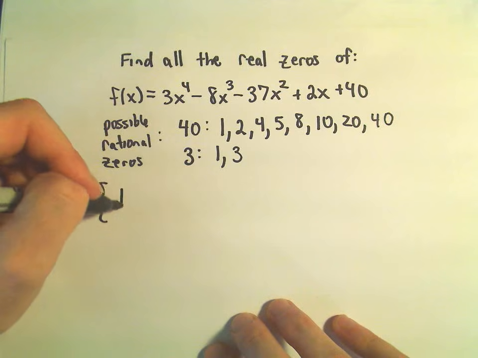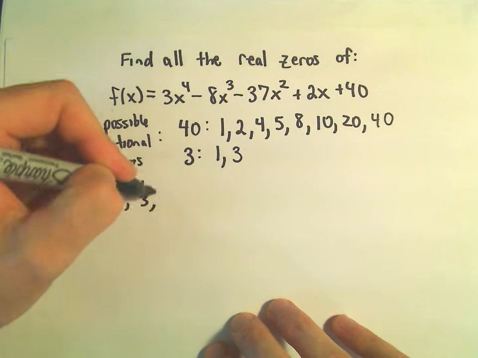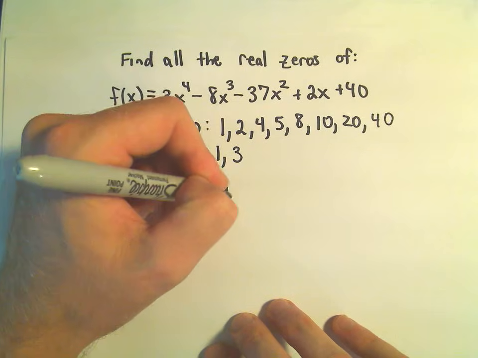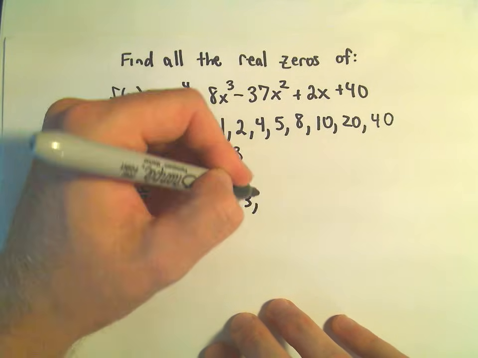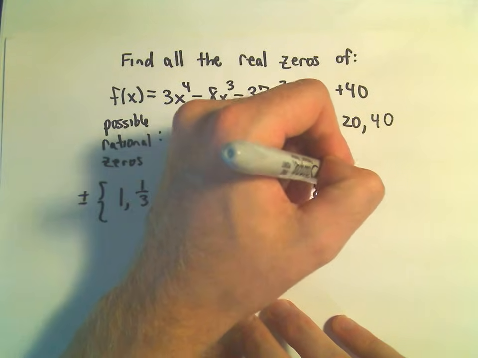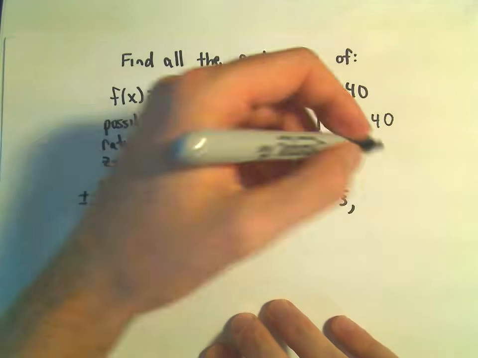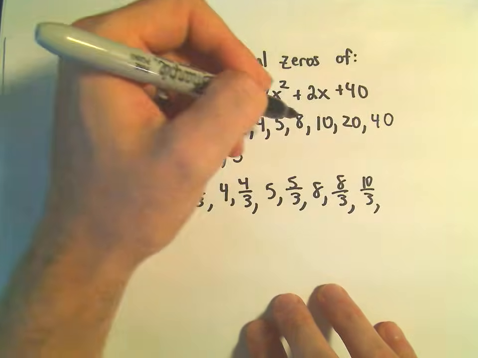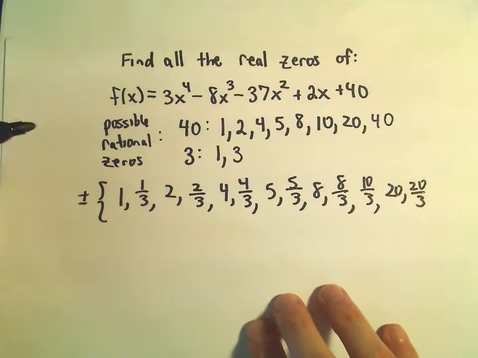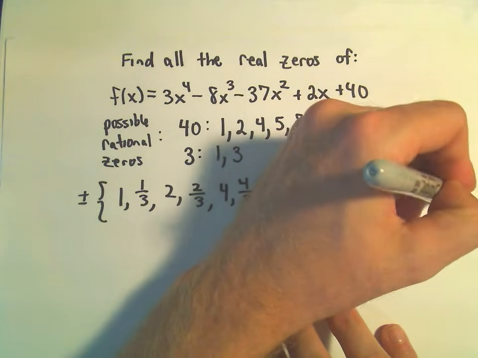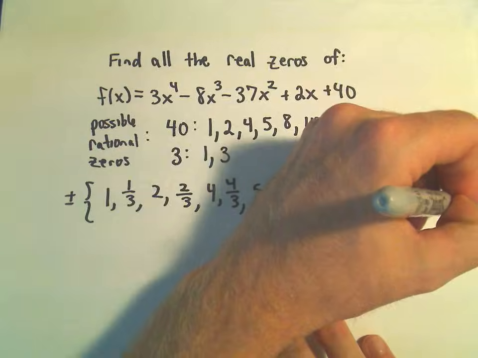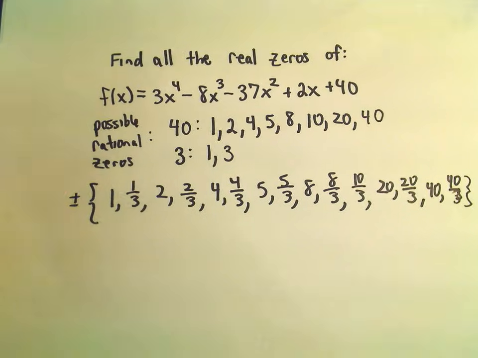So 1 over 1, 1 over 3, 2 over 1, 2 thirds. We could have 4 and 4 thirds, 5 and 5 thirds, 8 or 8 thirds, 10, 10 thirds, 20, 20 over 3, and 40 or 40 thirds. Any of those numbers could be possible rational zeros.